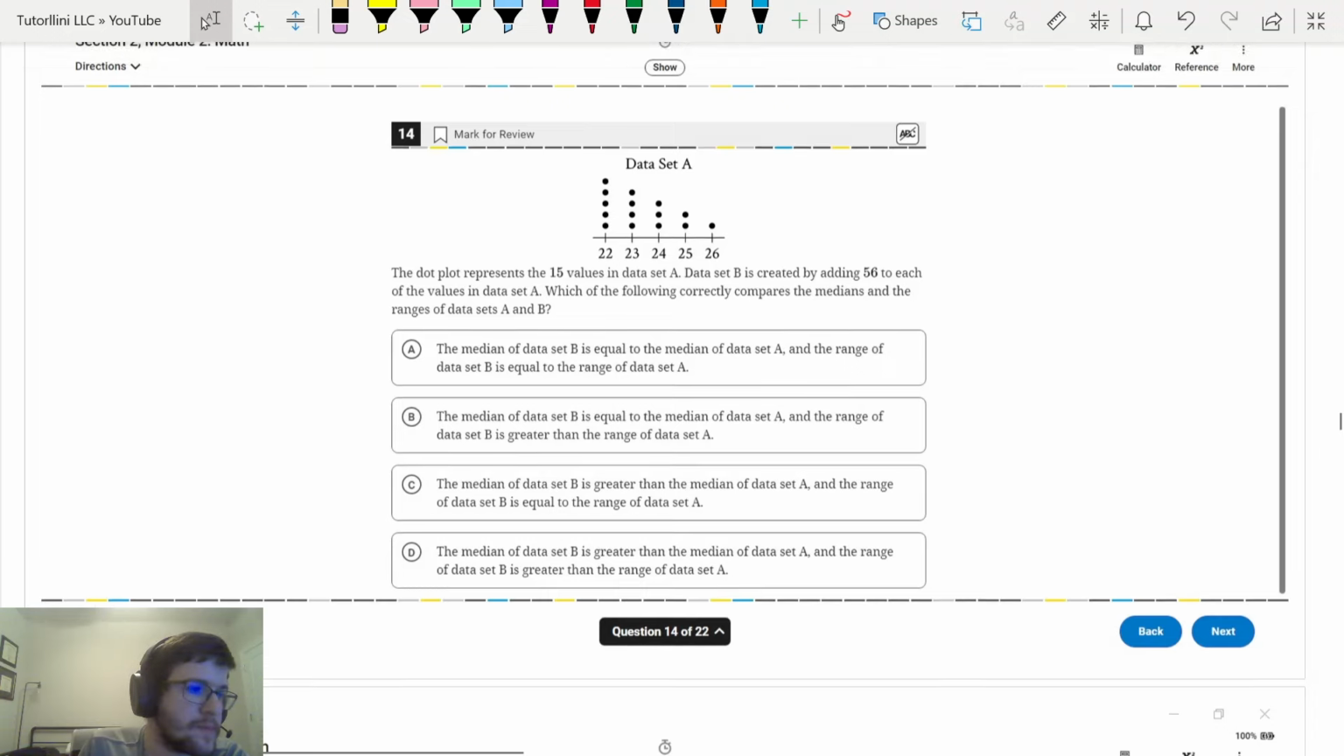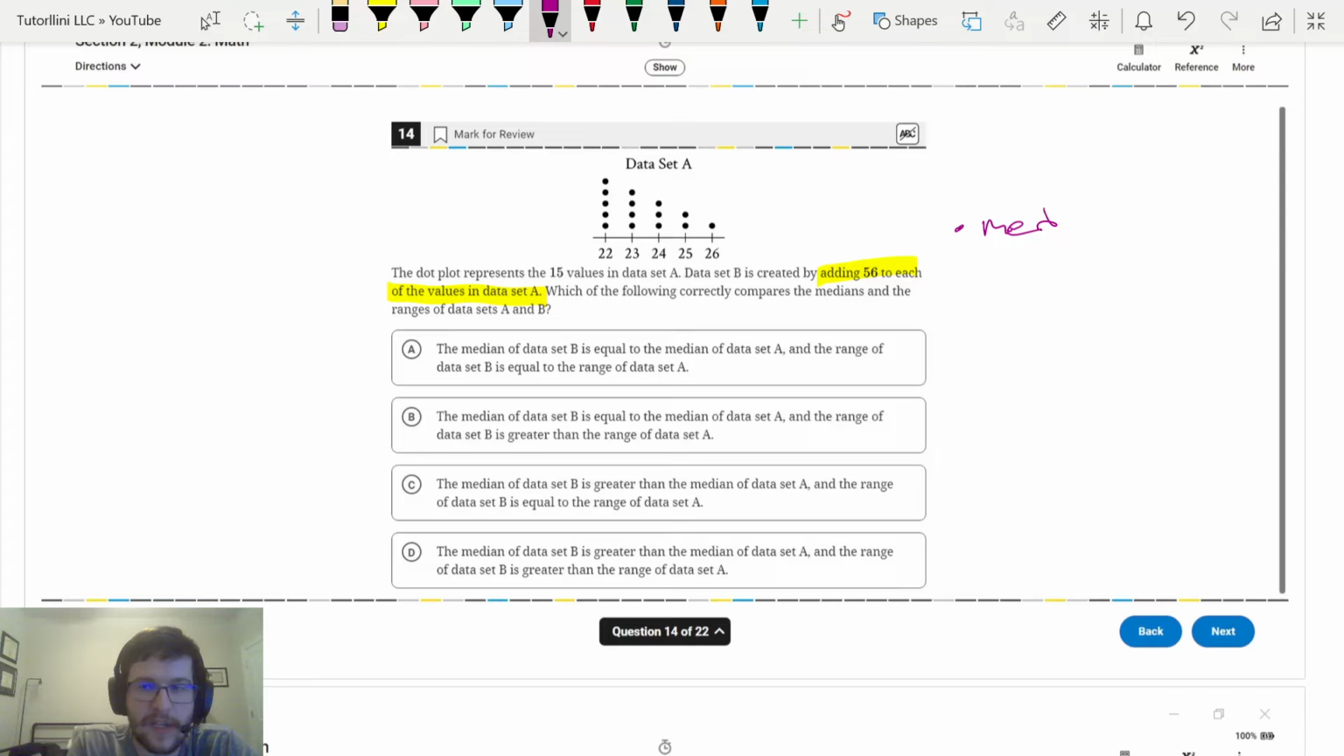All right. If you add 56 to each of the values in the data set, the measures of center, mean and median, will get bigger. Hopefully that's obvious because the numbers get bigger. So mean and median will go up. But if you don't change the orientation of the points, the measures of spread, so standard deviation and range, stay the same because they're spread out the same.